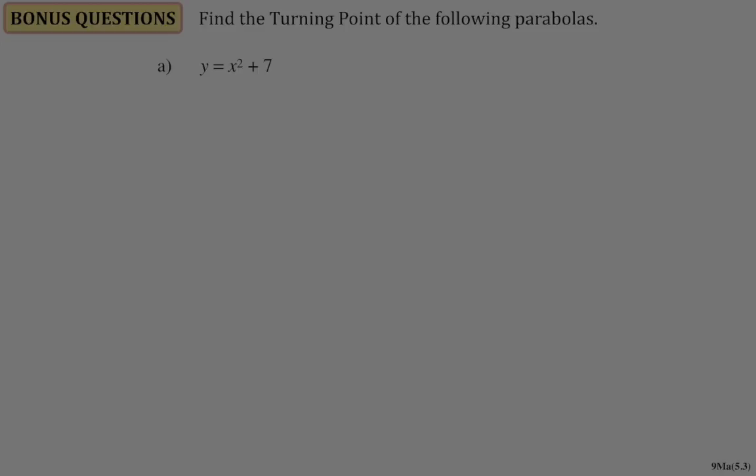Here's some bonus questions that aren't on your booklet, but I want you to look at. It says find the turning point. Now the turning point is normally at 0, 0. So this parabola was pushed up 7, so its turning point will be at 0, 7. It's just moved up. So when you look at the turning point, remember the first number of the turning point comes from left-right movement. The last number comes from up-down movement.